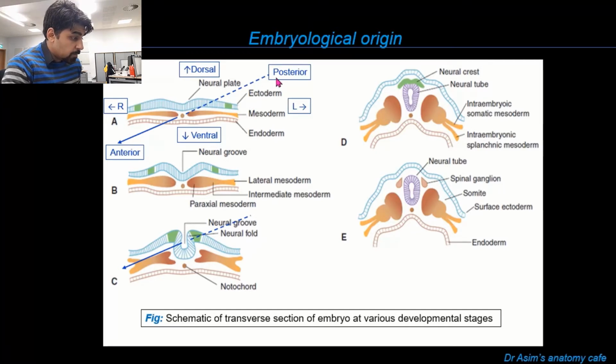The embryo has its back onto the dorsal side over here. This is the dorsal aspect of the embryonic body, and the ventral aspect of the embryonic body is going to be over here. This would be the right side, and this would be the left side of the embryonic body.